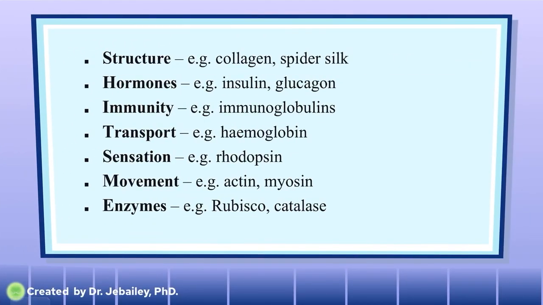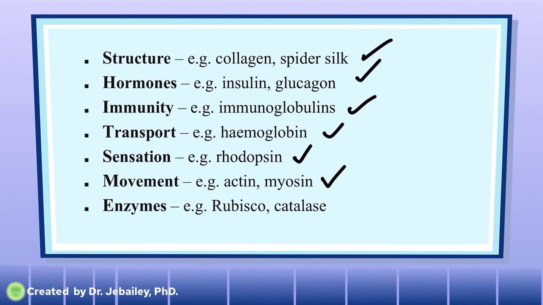So we can talk about protein acting as different things, because protein can have different functions. So proteins could be a structure. If it's a structure, it could be collagen or spider silk. If it's a hormone, it could be insulin and glucagon. If the protein is working in immunity, it can be immunoglobulins. If the protein is a transport, it can be hemoglobin, transporting oxygen. If it's sensation, it's rhodopsin. Rhodopsin is what you find in your eyes, and you're sensing the things around you, light, for instance.